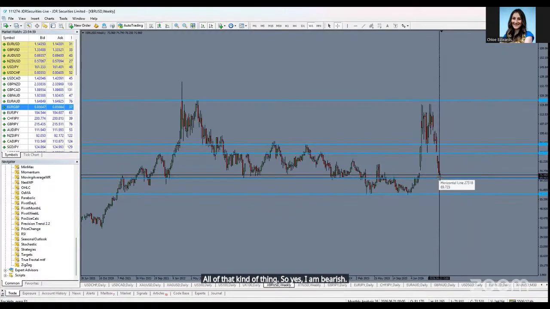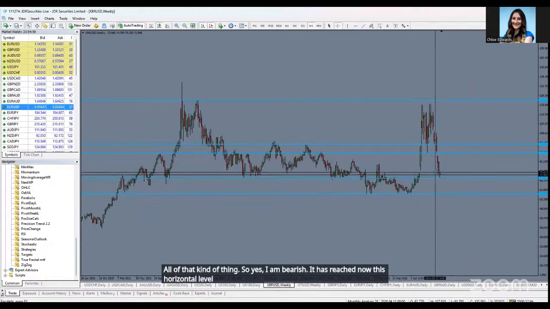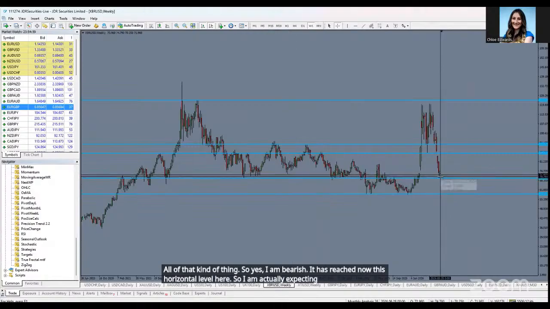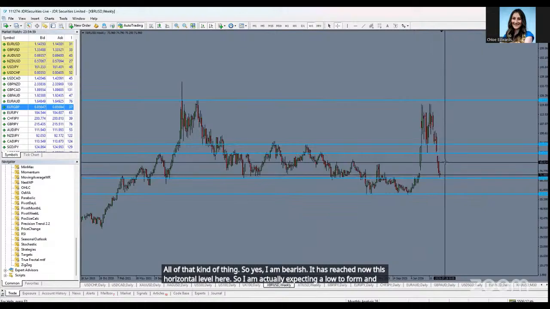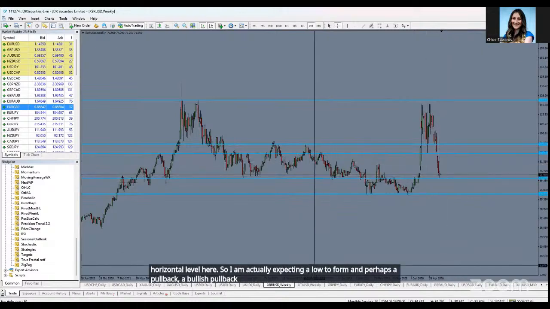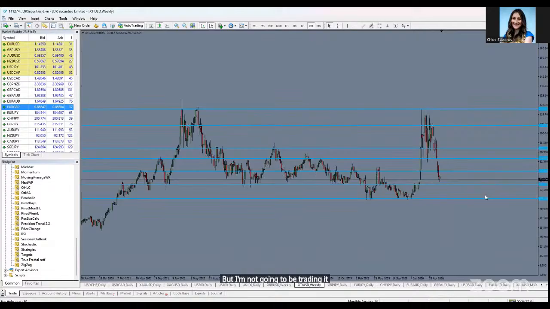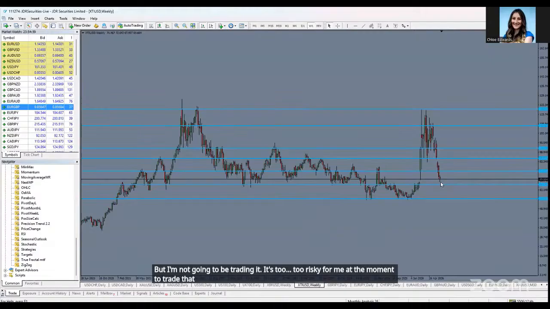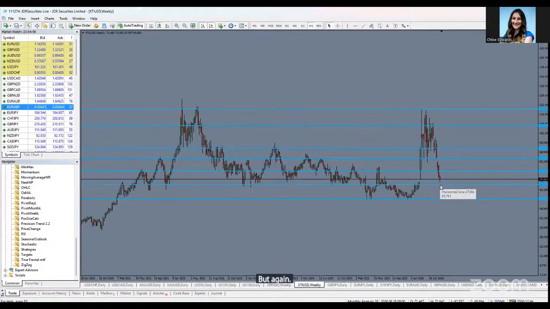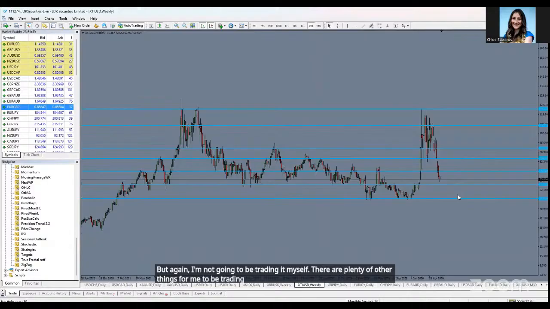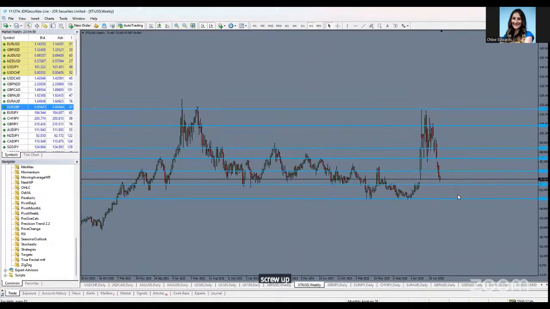It has reached now this horizontal level here. So I am actually expecting a low to form and perhaps a pullback, a bullish pullback. But I'm not going to be trading it. It's too risky for me at the moment to trade that. A little bit more room to the downside here on WTI. But again, I'm not going to be trading it myself. There are plenty of other things for me to be trading. I don't really need to be dipping my toes in something that Trump could screw up at any moment.